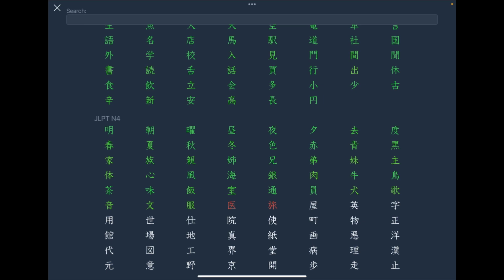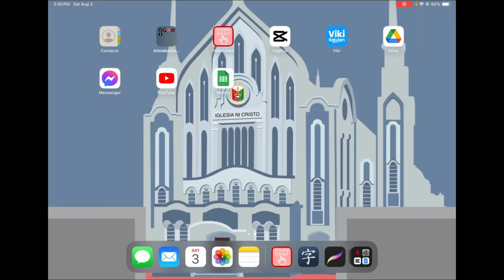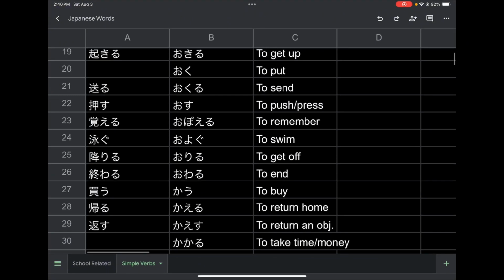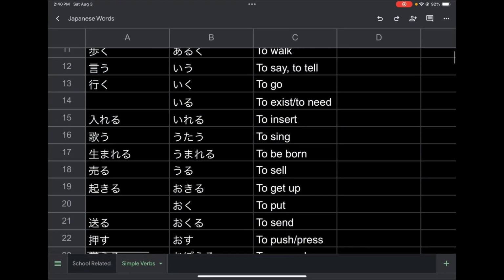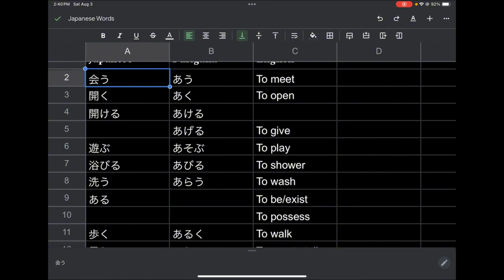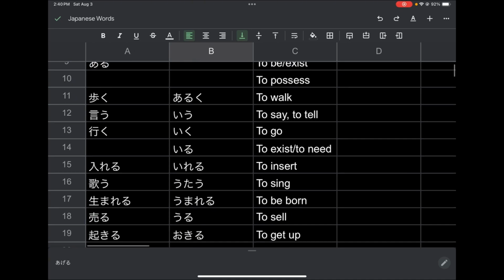Here you go. And then later on, I kept track of every character or every kanji or word that I knew, had it in English. So let's say au, which is this one, meaning to meet. Aku, to open. Akeru, meaning the same thing. Ageru, to give. And so on and so forth.